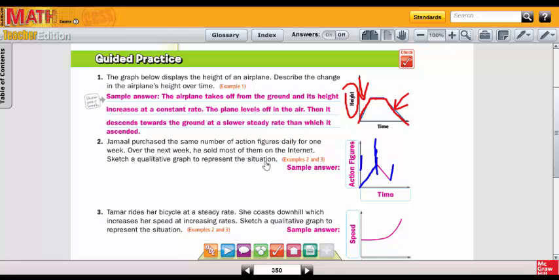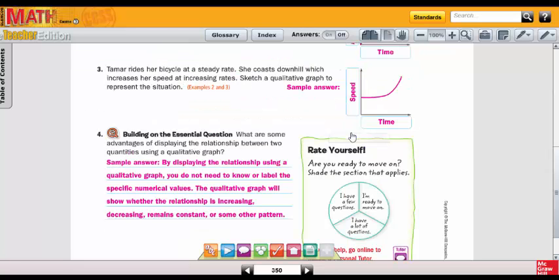Sketch a qualitative graph to represent the situation. Well, over the course of a week, he sold most of them, and that's why our graph stops right here and does not go down to 0. He did not sell them all, but he sold them over a week at roughly the same rate that he had been buying them. Don't forget that you should also have labels, obviously time on the x-axis and action figures on the y. Problem number 3.